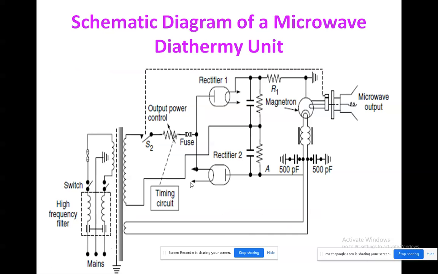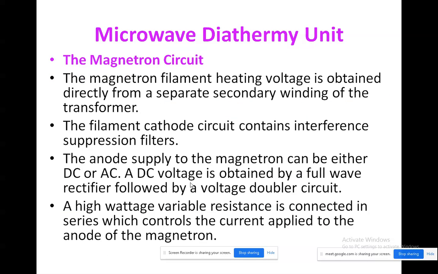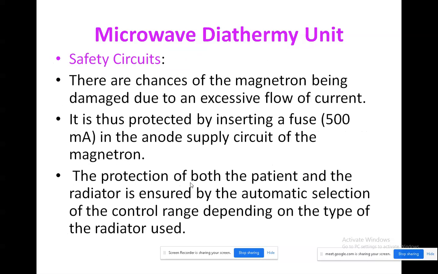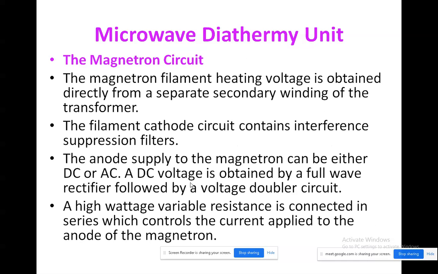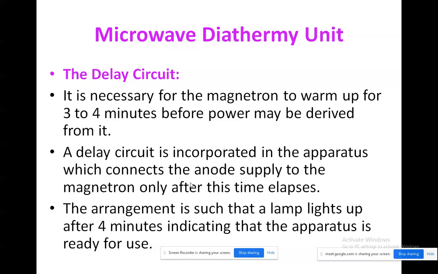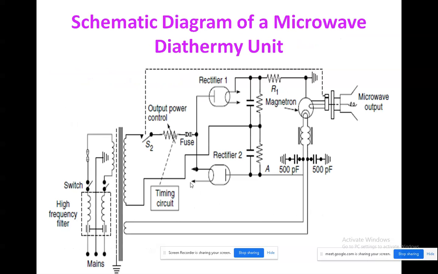So each and every circuit is defined in this part. Already in the class I taught you deeply. Now we are seeing just an overview. The safety circuit will provide safety. The magnetron circuit will generate the high frequency signal. The delay circuit will provide the periodic operation. A delay of 3 to 4 minutes will be provided here.